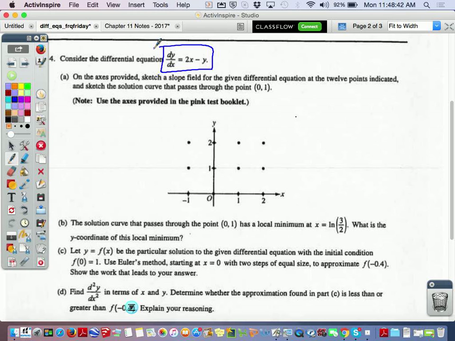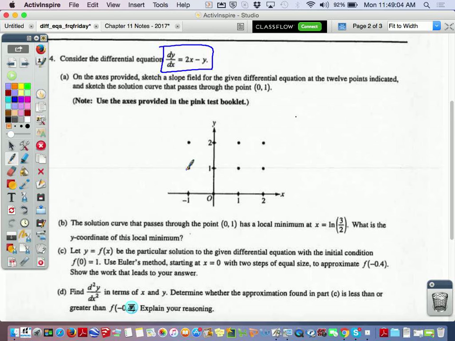First question, on the axes provided, sketch a slope field for the given differential equation at the 12 points indicated, and then sketch the solution curve that passes through the point (0, 1). So I won't go through and find every single one of these, but I'll walk us through how we would start doing this. We've got 12 points here, so what we'd do is find one of these points.